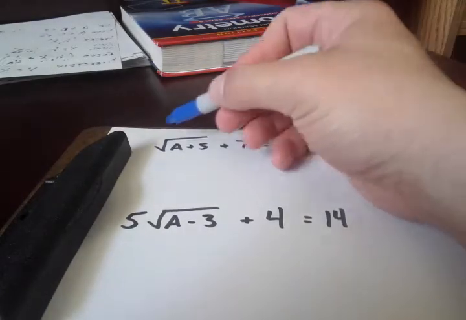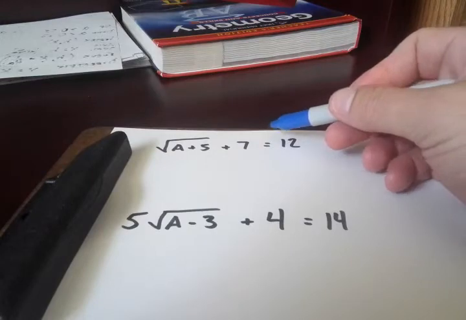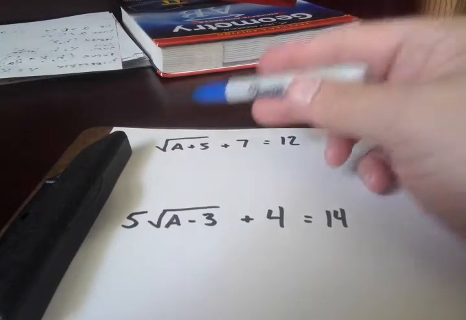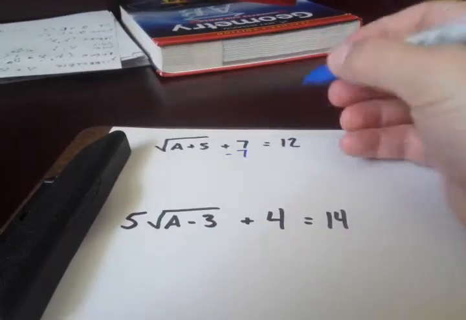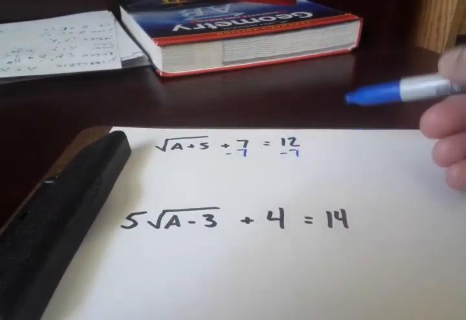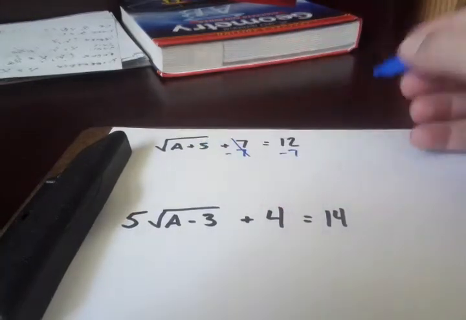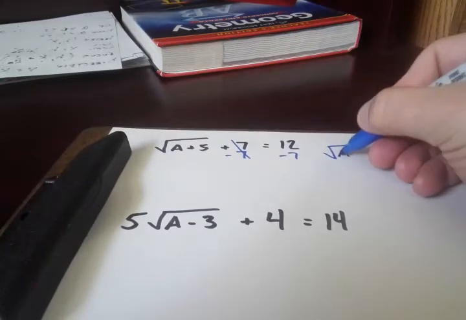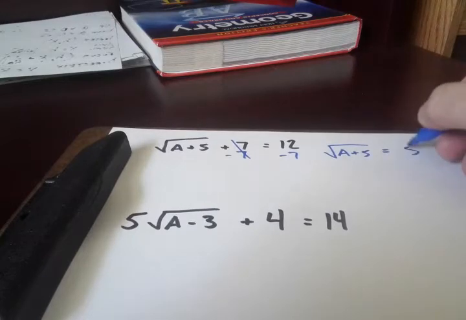So one thing I want to point out is what we need to do first is make sure that the radical symbol is by itself on one side of the equation. If you look on the left side of this equation, we have a radical, but we also have this plus 7. So we need to move the 7 by doing the opposite to both sides. Okay, so here we have radical a plus 5 equals 12 minus 7 is 5.